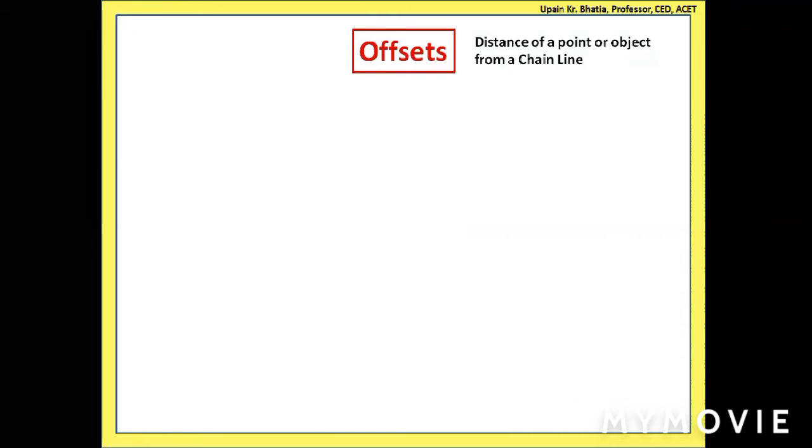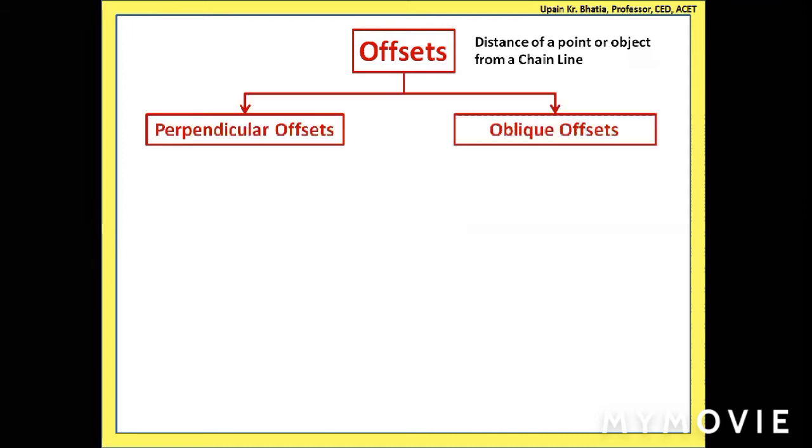So this is the definition of offset, and it is of two types. We have already discussed this also. We have perpendicular offsets and oblique offsets. So these two offsets are there, and how to measure them.